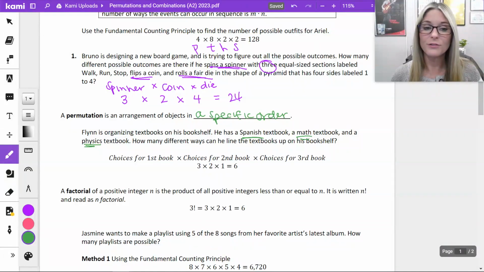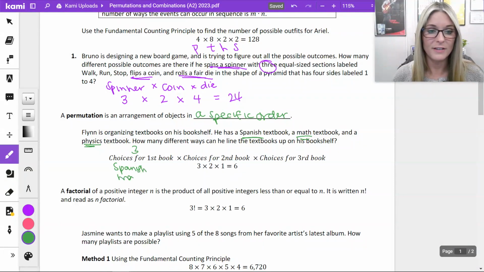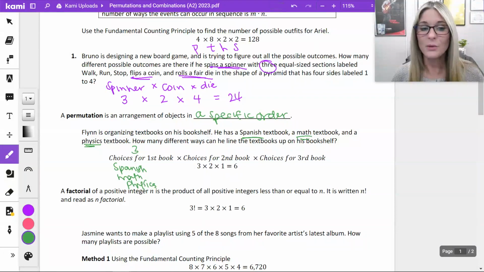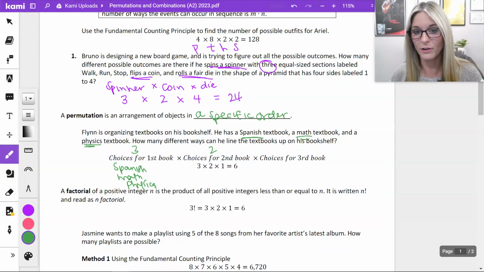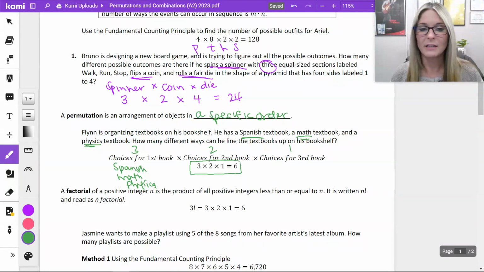So choices for his first book. He can have Spanish, math, or physics. There are 3 choices there. And let's label that Spanish, just for our notes, Spanish, math, and physics. So we have 3 choices there. Once we pick that first book, how many choices are left for our second book? There's only 2 left. So if I chose Spanish for my first book, when we go to the second book, there's only math or physics, right? And then for our final third choice for our book, there's only 1 left. So you can see that fundamental counting principle being used there. 3 times 2 times 1 equals 6 different orders that Flynn could put these 3 textbooks.